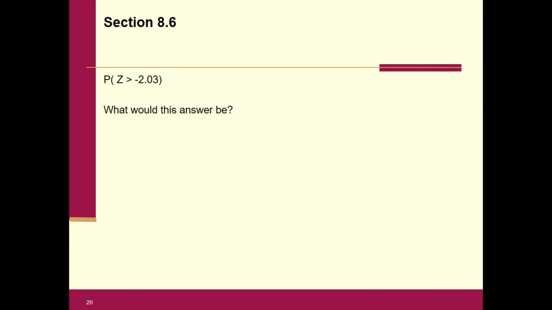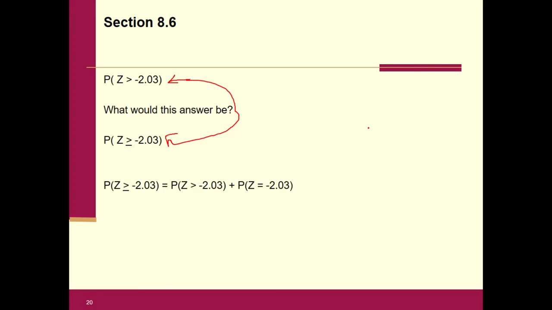So these two answers right here, notice I really didn't bother too much when I had an equal to sign because I basically answered it like I didn't have the equal to sign there. And essentially, these two things are exactly the same. And I want to show you why. Well, I can break apart the probability that z is greater than or equal to into two parts. I can break it up into this plus that.